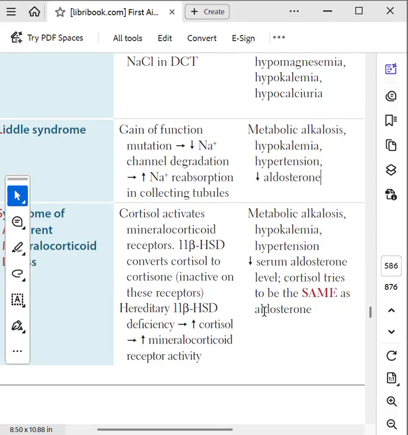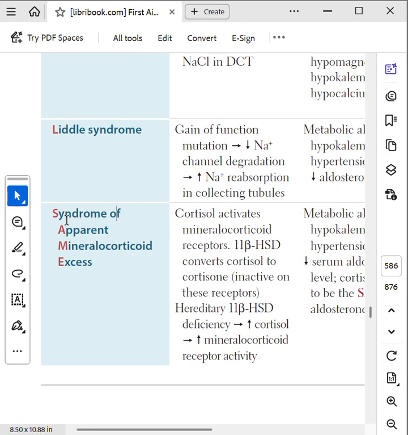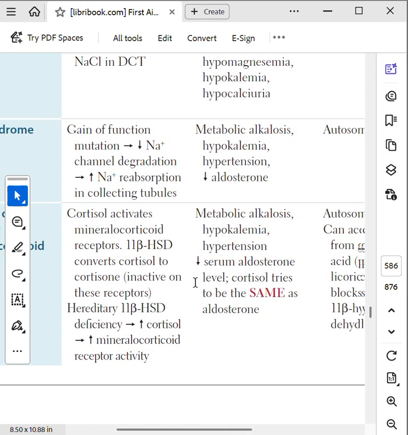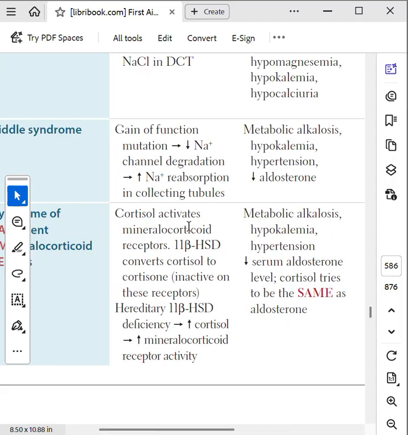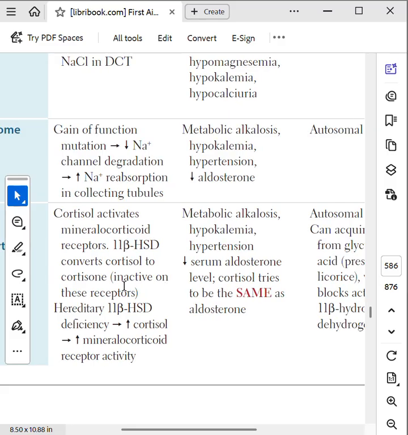Now we have something else also. This is called the syndrome of apparent mineralocorticoid excess, SAME. Syndrome of apparent mineralocorticoid excess. What happens here is that cortisol activates mineralocorticoid receptors. 11 beta HSD converts cortisol to cortisone, which is inactive on these receptors.